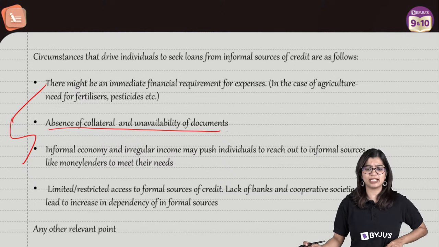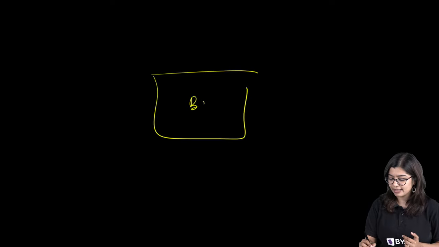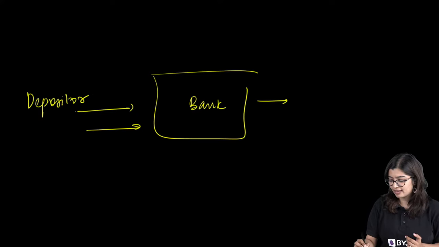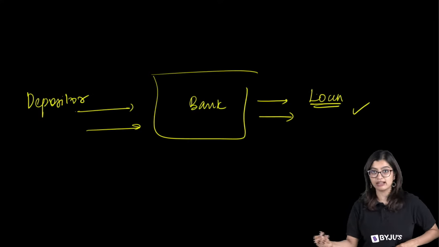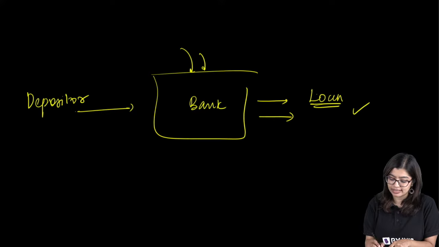Ma'am, how do deposits with banks become their source of income? See, in the case of banks, you have a depositor who is depositing the money, and the bank is giving out loans also. So there's somebody who's taking the loan. When the depositor deposits the money, the bank gives back a certain interest as well.